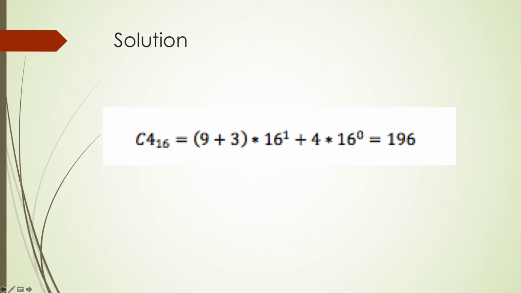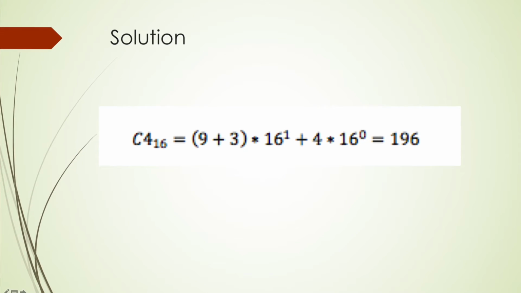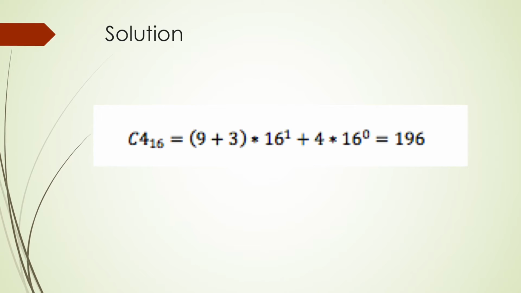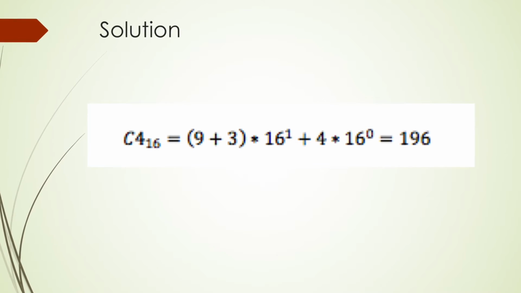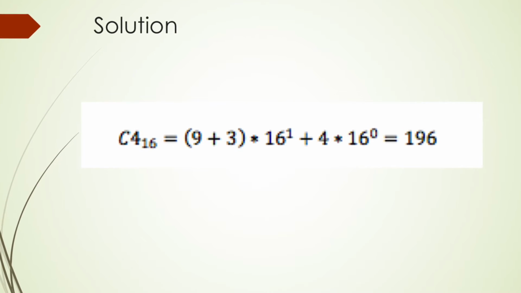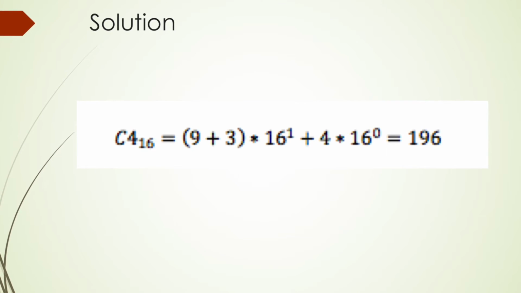Okay, so the answer you should have gotten is 196. If you do the math, C is the third letter of the alphabet. 9 plus 3 is 12 times 16. That is 192. And then 4 times 1 is 4. So 192 plus 4, that is 196.